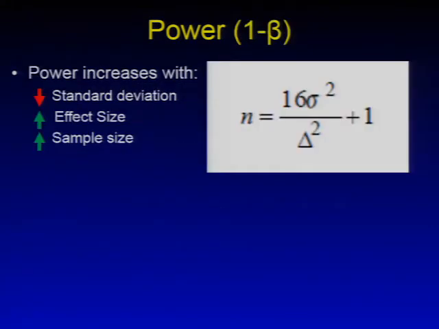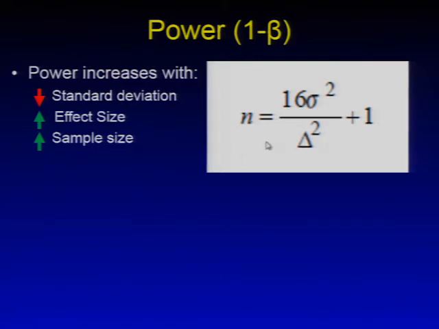Power increases as we do a few different things, and this is what you'll usually see. The question will revolve some way around increasing power by increasing sample size. Obviously, that's the way we typically do it. But you can also, if you can control the population that you're testing, decrease their standard deviation, or if you can increase the effect that you're trying to look for, you can increase power as well.